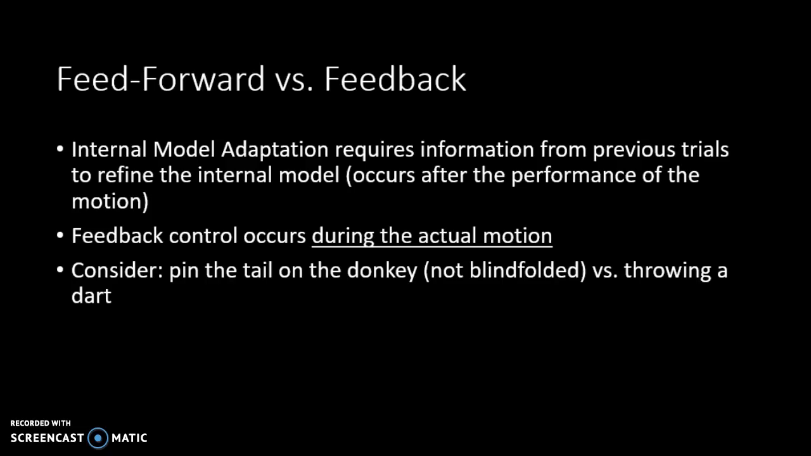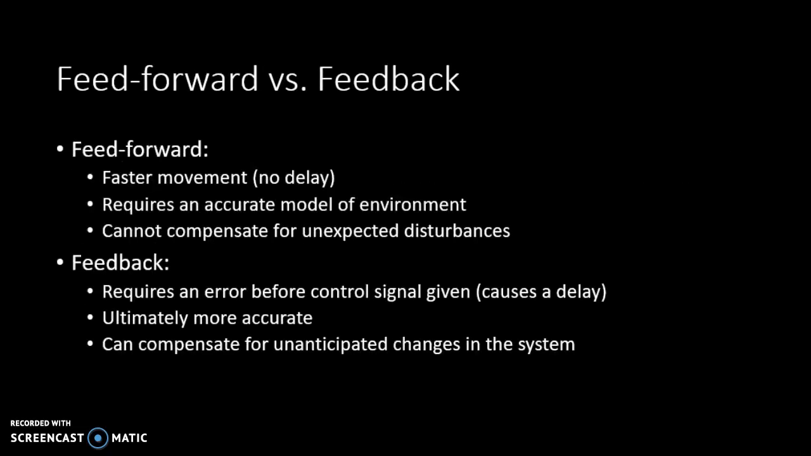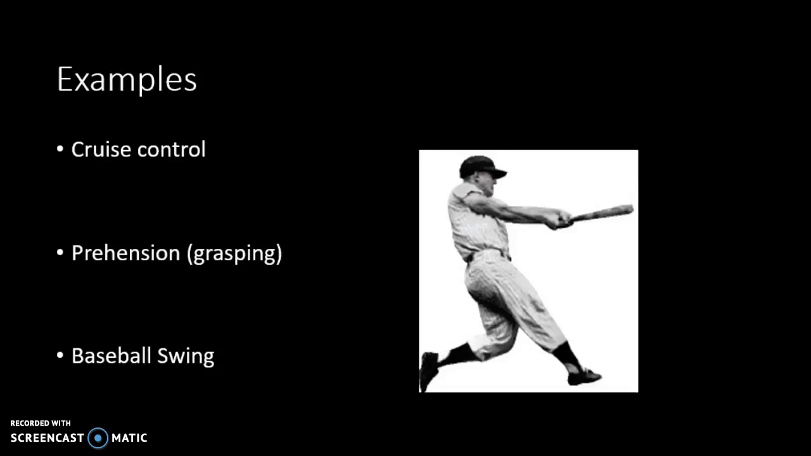One being more feedback, one being more feed forward. So feed forward is faster. As I mentioned, feedback can be a little bit slower. Feed forward requires an accurate model of the environment, but can't really compensate for something new that might happen. Feedback requires an error before a control signal can be given, which causes the delay, but is typically more accurate and can actually compensate for unanticipated changes. So these feed forward and feedback, they do kind of work together but separate at the same time.